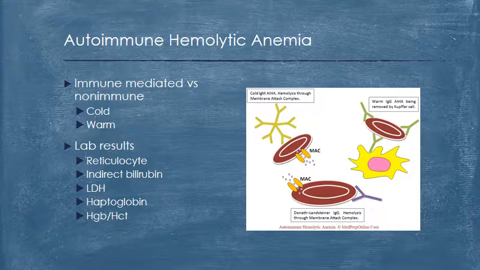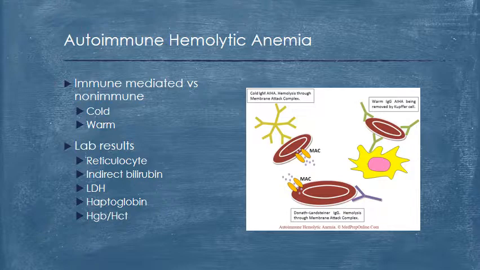If we have hemolytic anemia, we're going to see an increased retic. We're going to see increased bilirubin, indirect or unconjugated. We're going to see an increased LDH, which goes along with the destruction of the cells. And then we're going to see decreased haptoglobin, decreased hemoglobin and hematocrit, which go along with anemia.